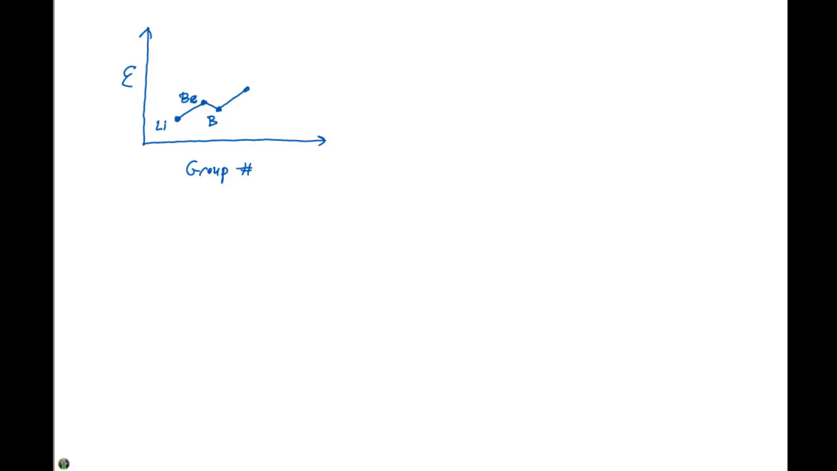Then it will increase again as we go to carbon, then up to nitrogen. We're going to see another drop when we go down to oxygen. Then it's going to increase when we go to fluorine, and then neon kind of goes off the charts. So the question is, why do we see this type of trend in ionization energy? And it can be explained if we look at the electron configuration.